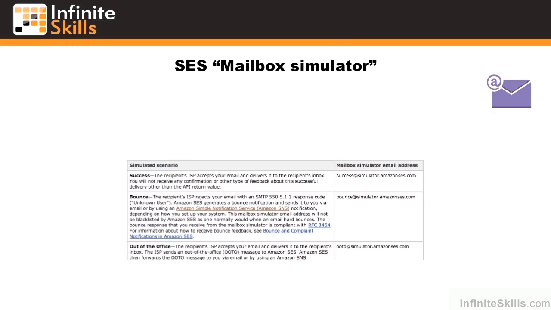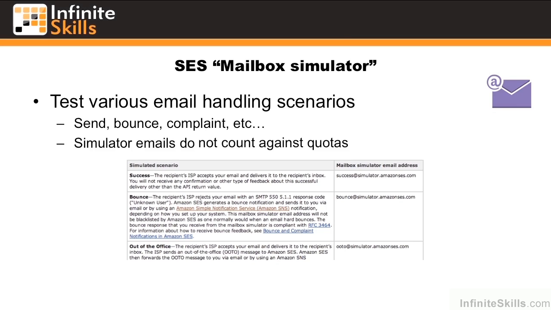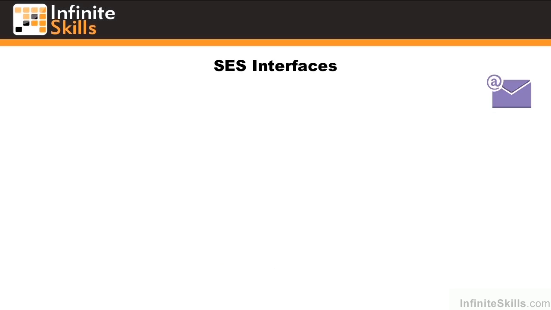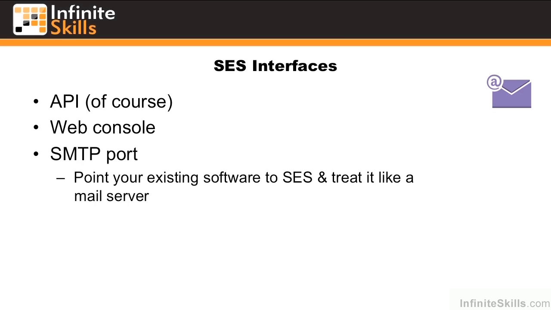SES also provides a mailbox simulator, which lets you test various email handling scenarios. You can check for bounce, sends, complaints, and so forth. Simulator emails will not count against your quotas. For more information on Mailbox Simulator, please browse this URL. SES provides multiple interfaces. Of course, they give you API access and a web console, but you can also access via an SMTP port, which can allow you to point your existing software to SES and treat it just like a mail server.